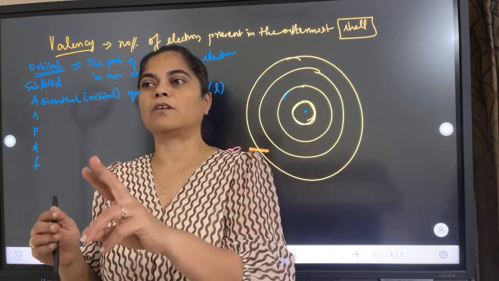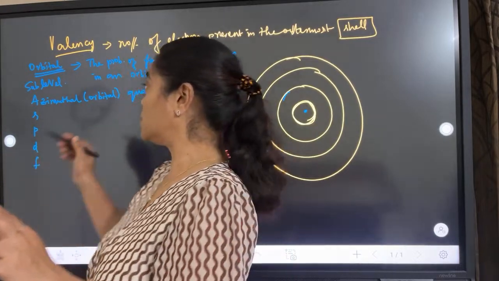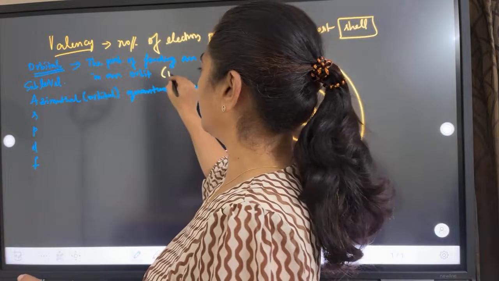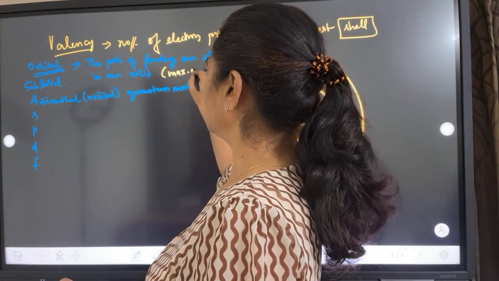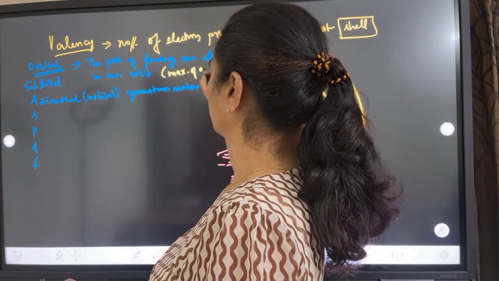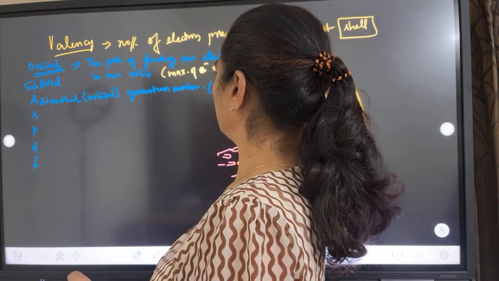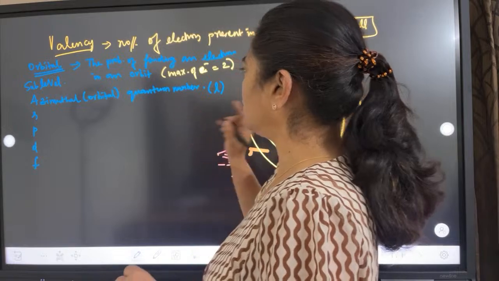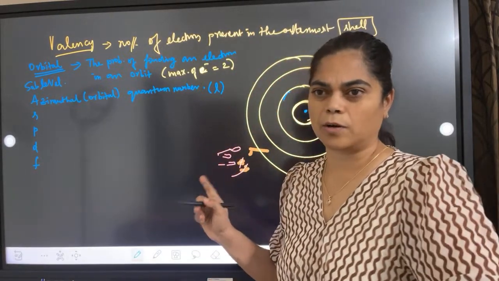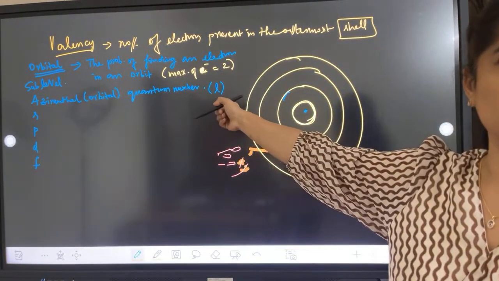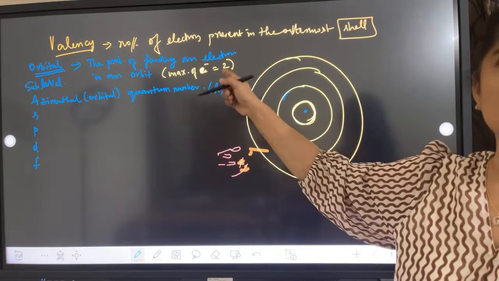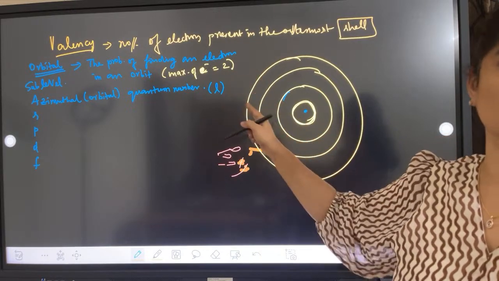So that two electrons can be accommodated. This also you can write: the maximum number of electrons in each and every orbital is equal to 2. So only 2 can be possible in an orbital. This also you have to write. The maximum number of electrons in each and every orbital is 2.